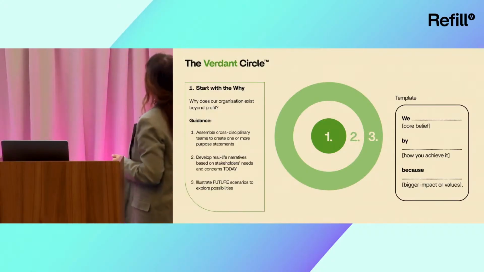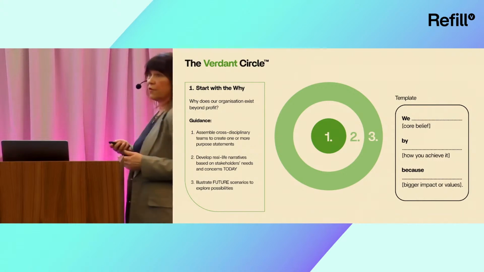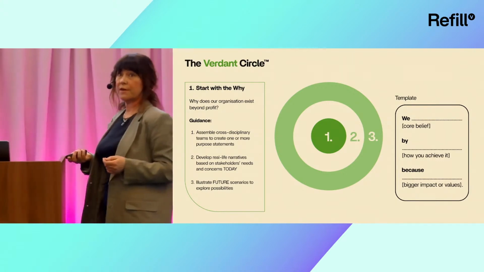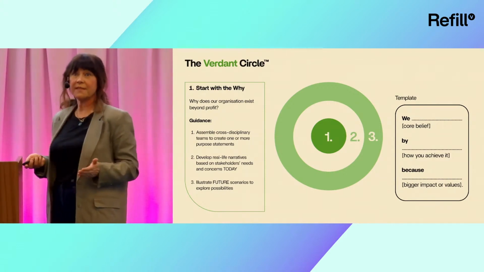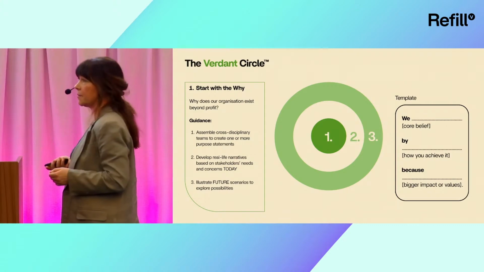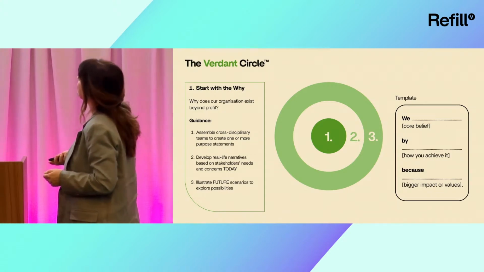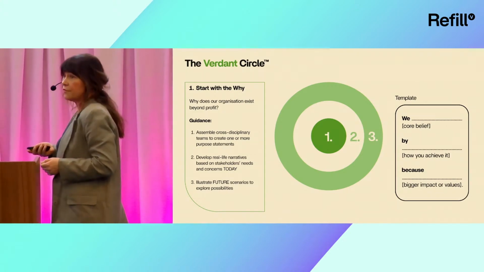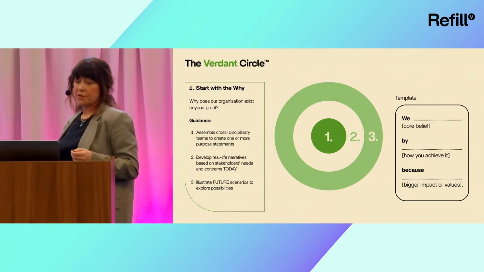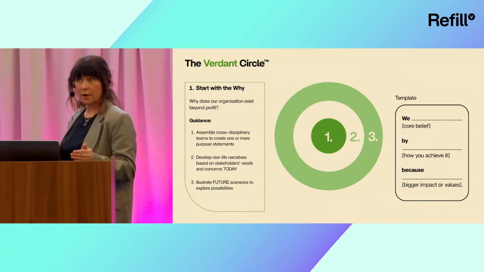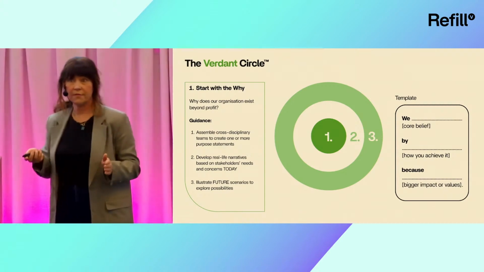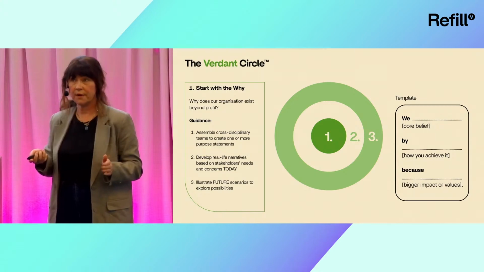And as you can see on the right-hand side, I've created a template that can be used for this. There's many different ways you can do it, but I often find templates can help to create sentences and come up with new names. But you basically start off with assembling a cross-disciplinary team to create one or more purpose statements. So it's nice to maybe have 2 or 3 different ones that you can A/B test later on, right?